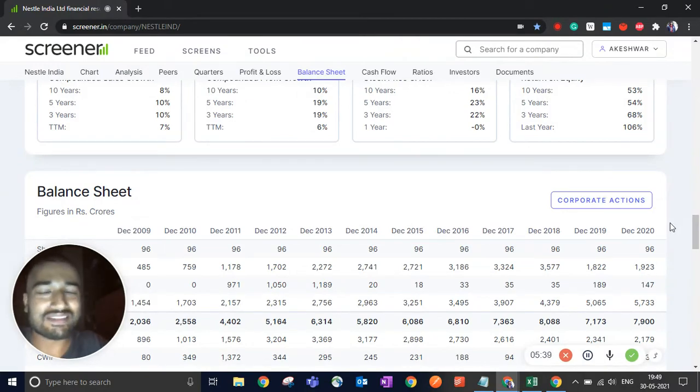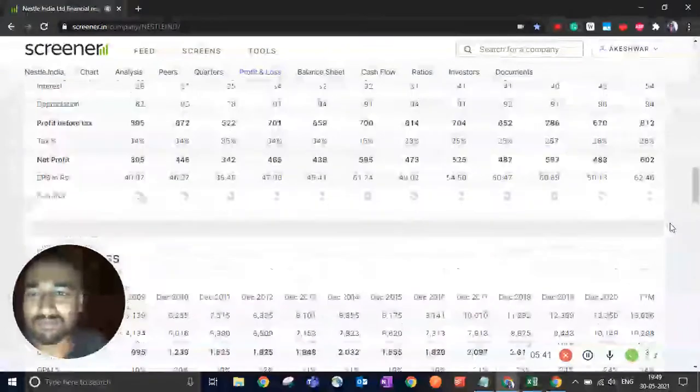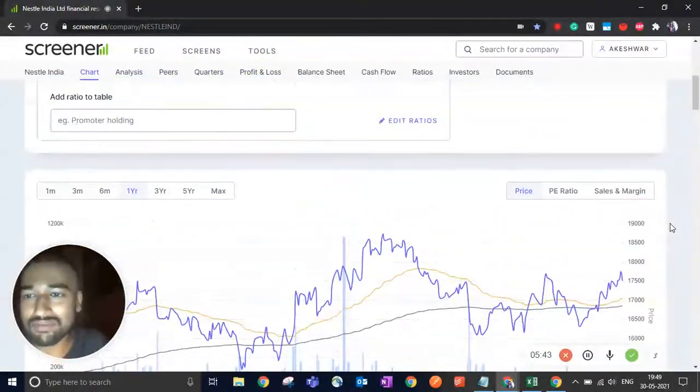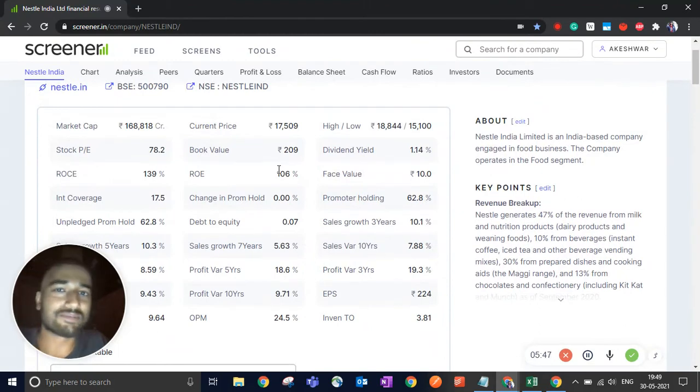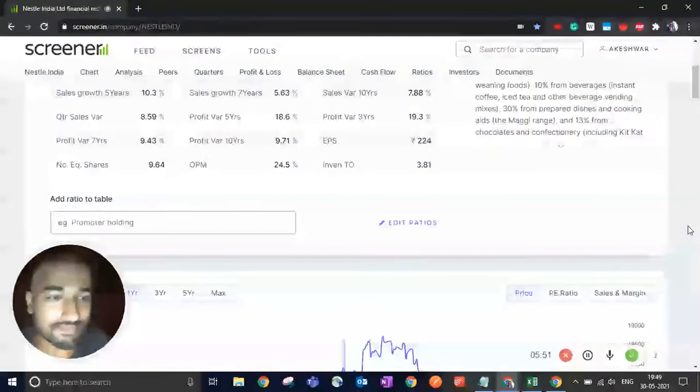This comes out to be slightly more than 100%. And if you look at the ROE of Nestle, this is about 106%, which is close to our estimation. And similarly, ROCE will be calculated.